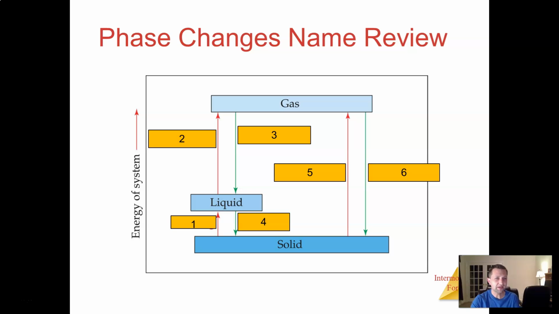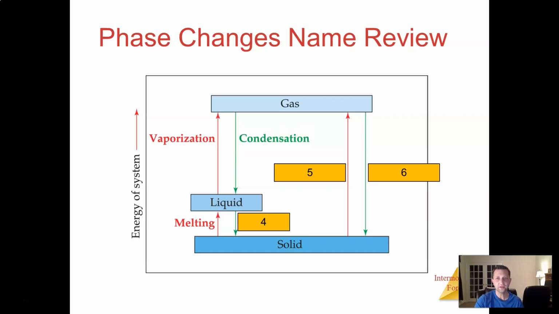Okay, this will only take 2 seconds here. Phase changes, name review. So we have to make sure we remember what everything is here. Number 1 is solid to a liquid. What's that called? It's melting. Liquid to a gas, which is number 2, is vaporization or evaporation. Number 3, you're going back from a gas to a liquid. Condensation. And number 4, liquid to a solid, is freezing. And then now we have 5 and 6.